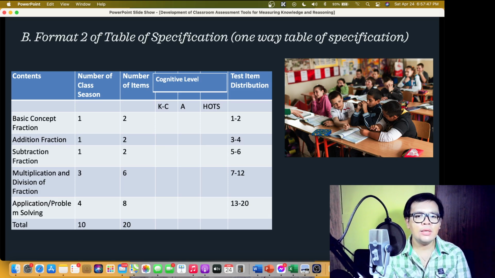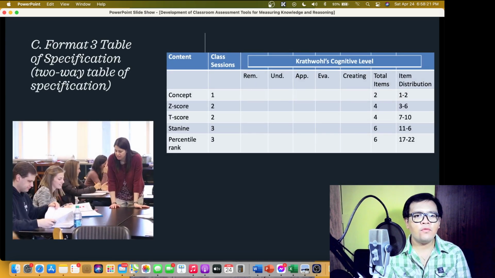Now, for the other columns, which is the cognitive level, this is more into the type of grading as what is being depicted. It could be the type of grade which has its equivalency, and on the other column, it is being distributed in terms of test items. So, say for example, in the basic concept function, we have 1 to 2 items, 3 to 4 for addition, 5 to 6 for subtraction, 7 to 12 for multiplication and division, so on and so forth, to make it a total of 20.